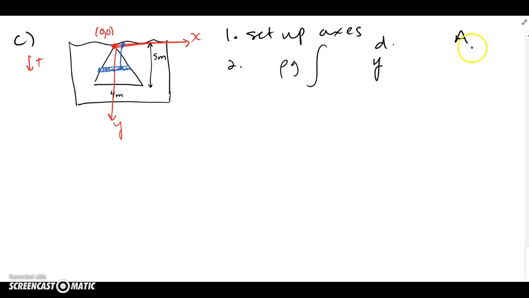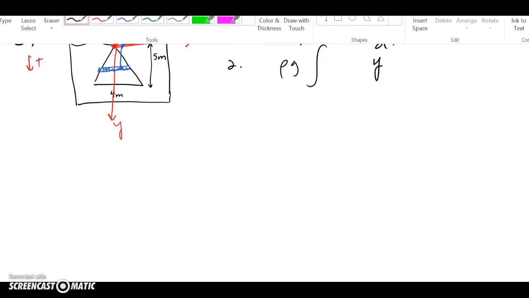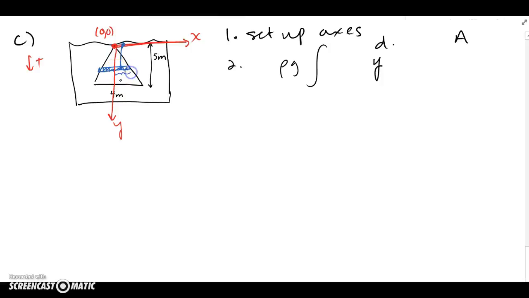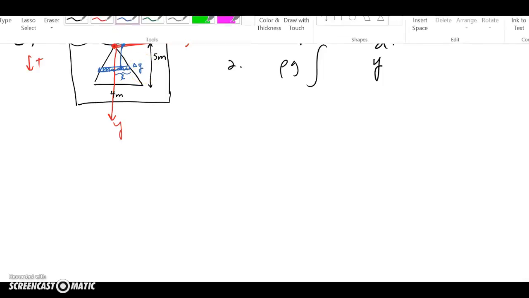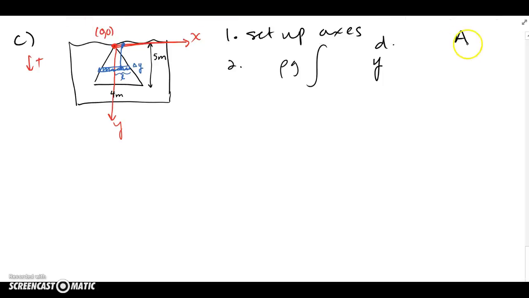And then for my area, I have to do length times width. This guy I will call L, and this thickness is a delta Y, a vertical thickness. My length all the way across, since I made it in the middle, is 2L. The whole length is 2L, and then the width is a delta Y, so I'll put it as dy in my integral. And I will figure out what L is in terms of Y.